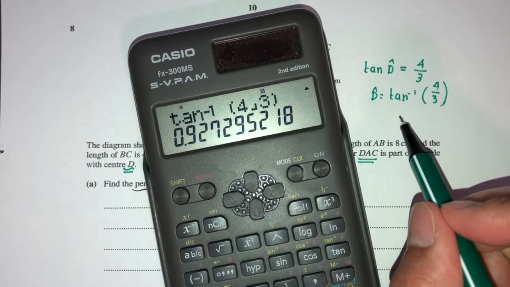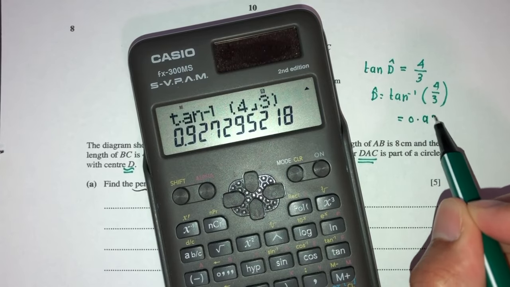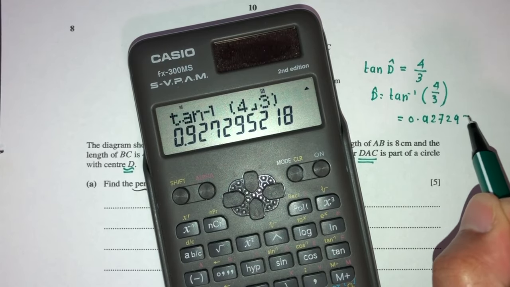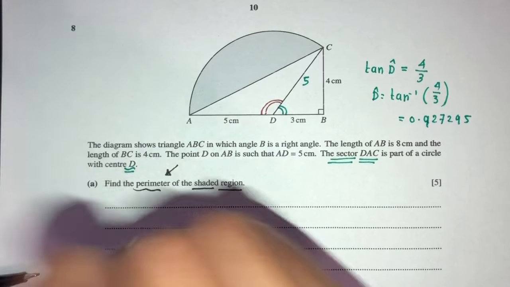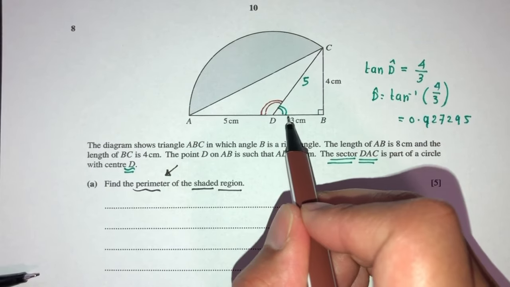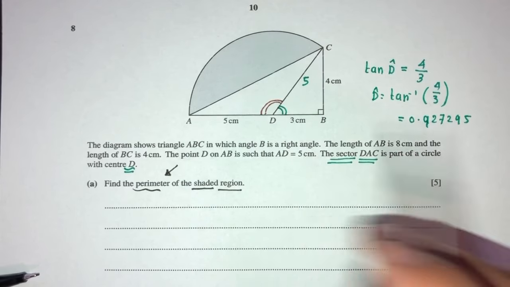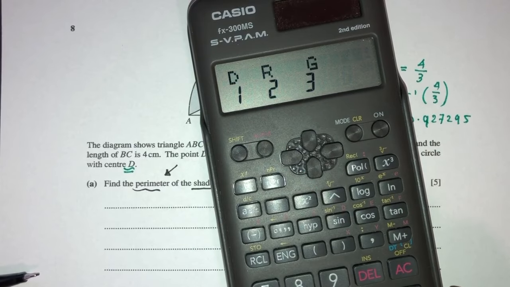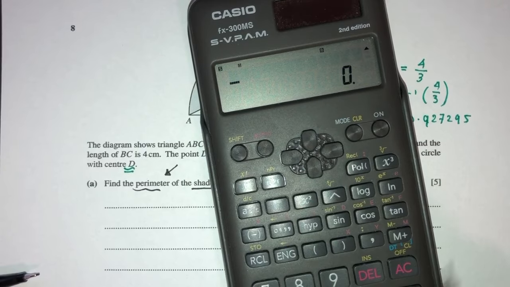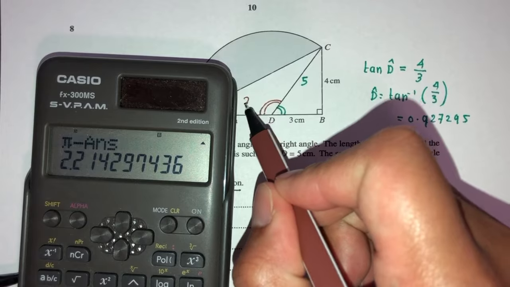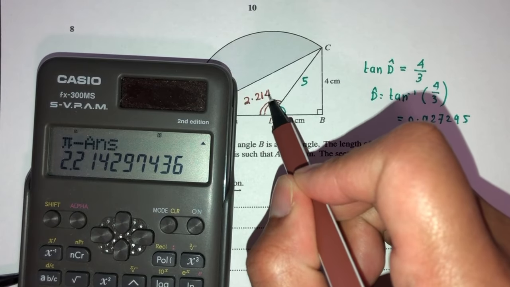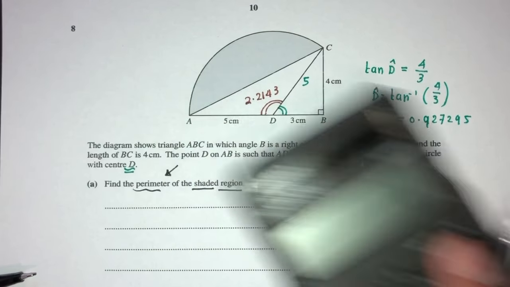That should be 0.927295 for the value over here. Now for this one, it is the pi, which is the whole thing, 180 minus this. So pi minus answer, that should be 2.21443. Okay, so now you have the angle.